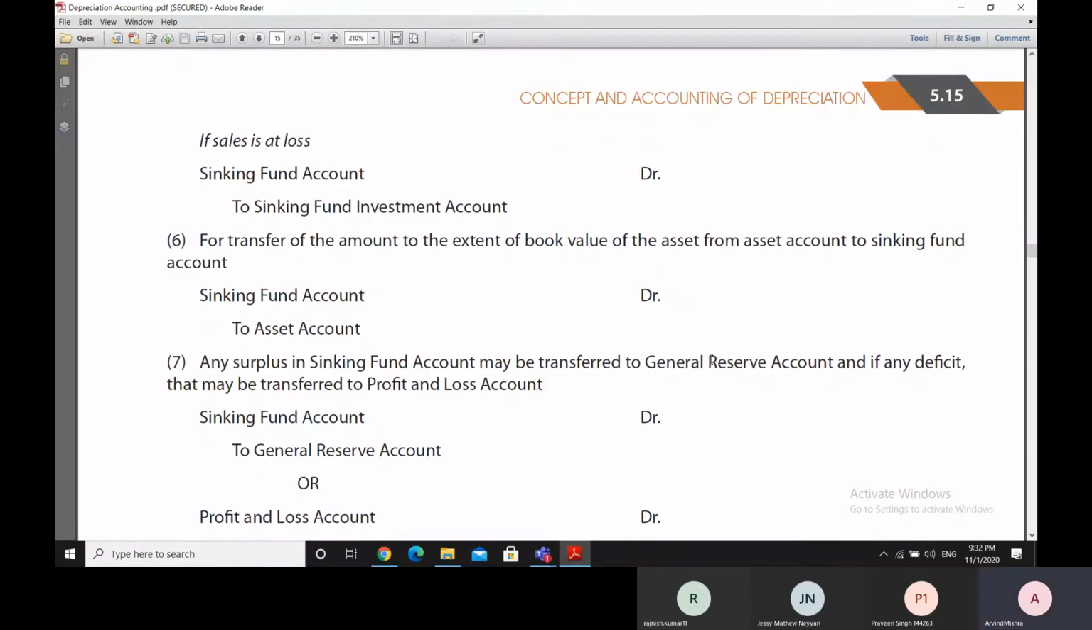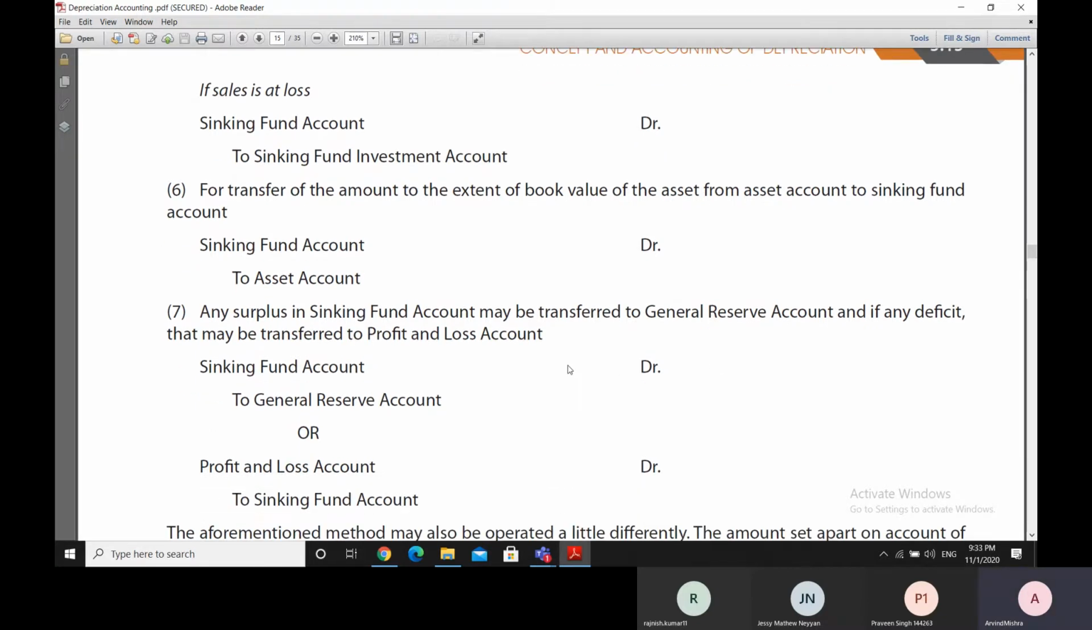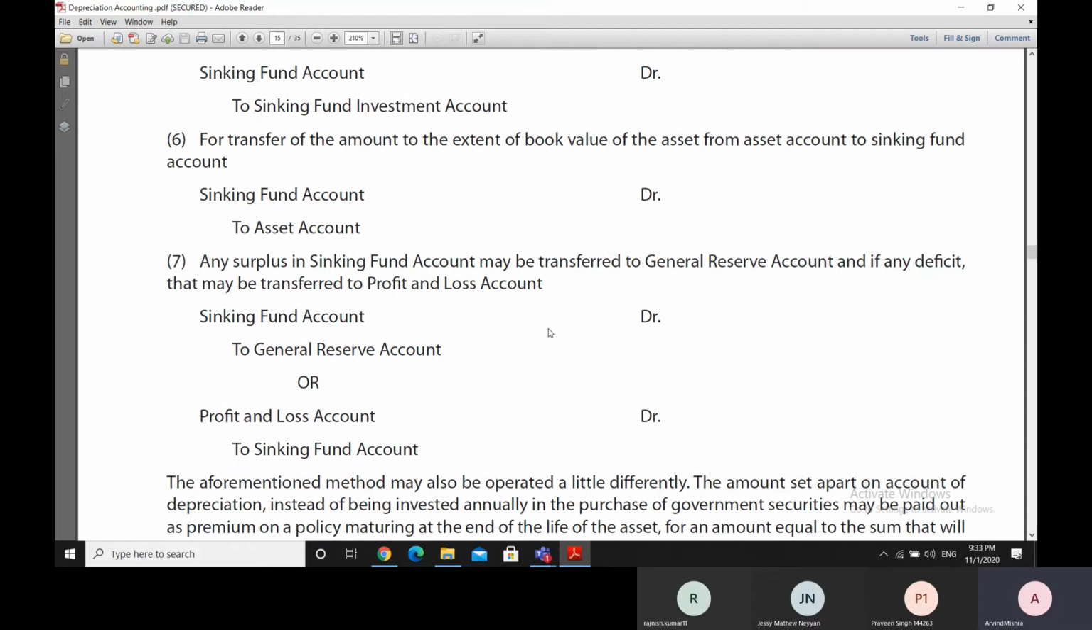So by doing this, the old asset is going out of the picture, and therefore an amount equal to the book value of the asset is going out of the sinking fund account also. Finally, whatever surplus we are having in the sinking fund account that we are not going to use for buying the new asset will be transferred to the general reserve account, and if there is any deficit, that may be transferred to the profit and loss account as a loss.